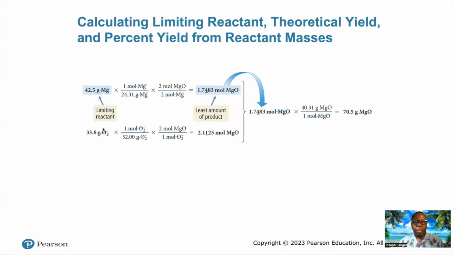Somebody may assume that this is less and it's the limiting reagent. No, do the calculation. The one which gives you less amount is the limiting reagent. And if you look at the mass, 70.5, because of the three significant figures in the molar mass. So this is the grams of magnesium oxide you expect when you react 42.5 grams of magnesium with that 3.8 grams of oxygen. All limiting reagent problems follow the same format.